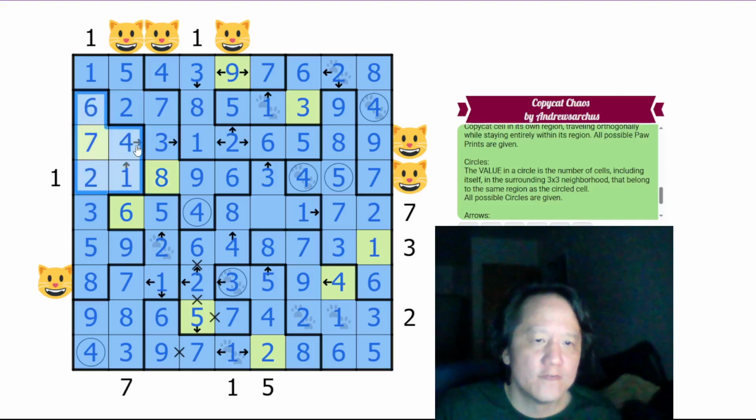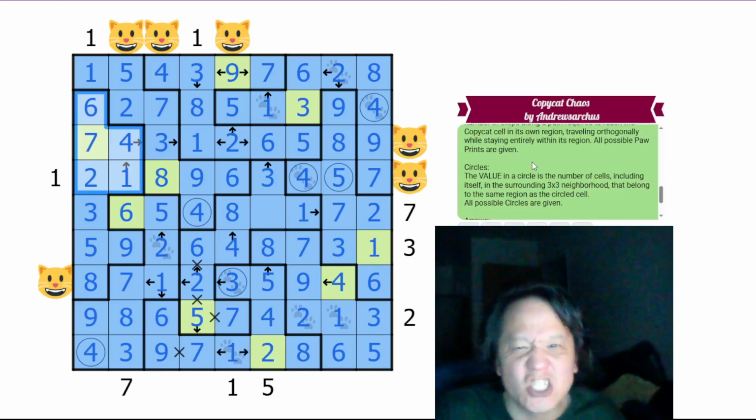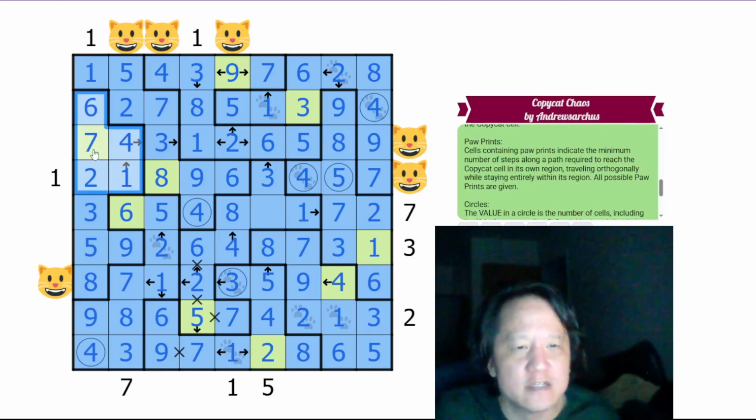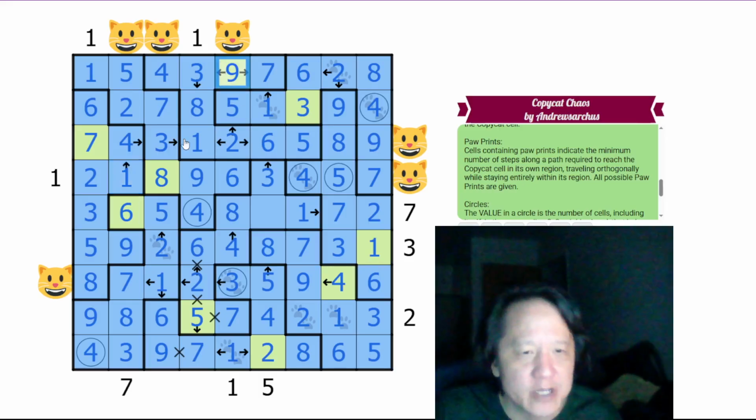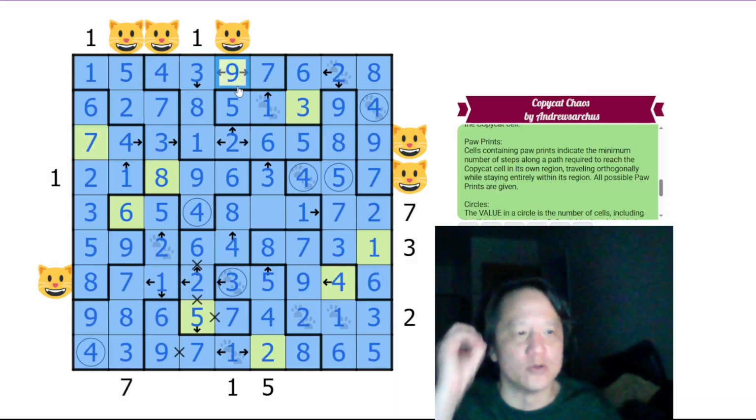3, 5. Oh, it's all supposed to be values. I didn't even double check that. Okay, let's look at the copycat. Oh, wait, no, the copycat for paw prints is not going to have a paw print because it's 0 away. Okay.